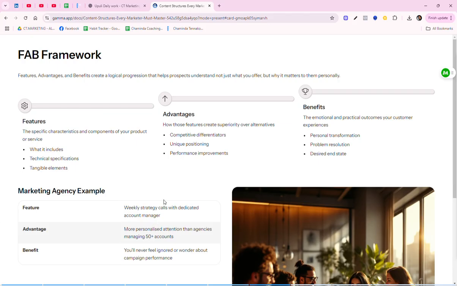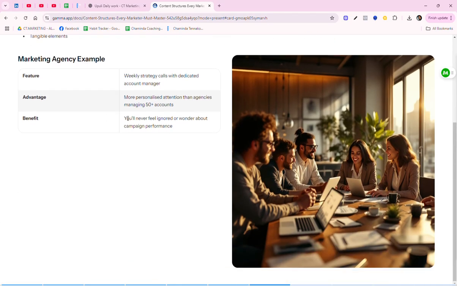So we have a marketing agency example. Here, this is the feature: weekly strategy calls with dedicated account manager. What's the advantage? More personalized attention than agencies managing 50 plus accounts. So that is an advantage CT marketing has. What's the benefit for our ideal client? You will never feel ignored or wonder about campaign performance. So that is the benefit our ideal client is getting.